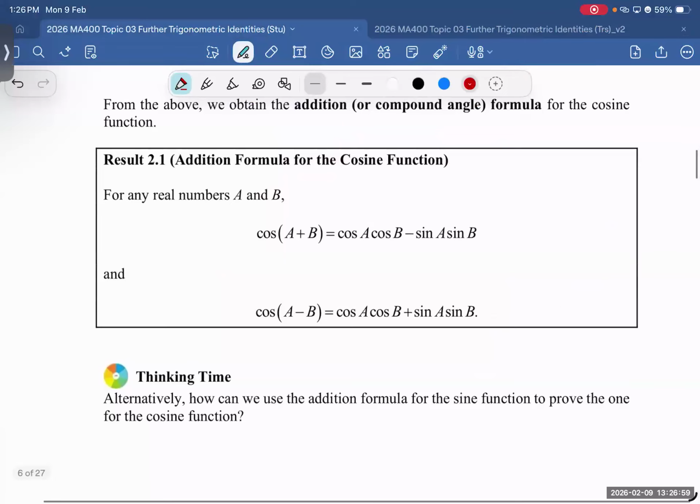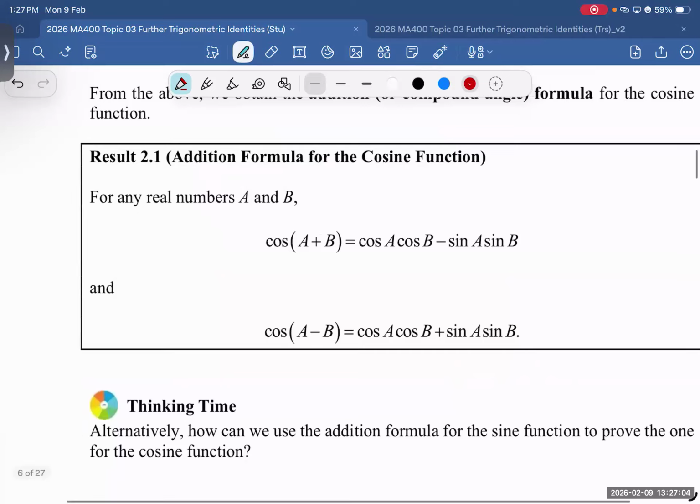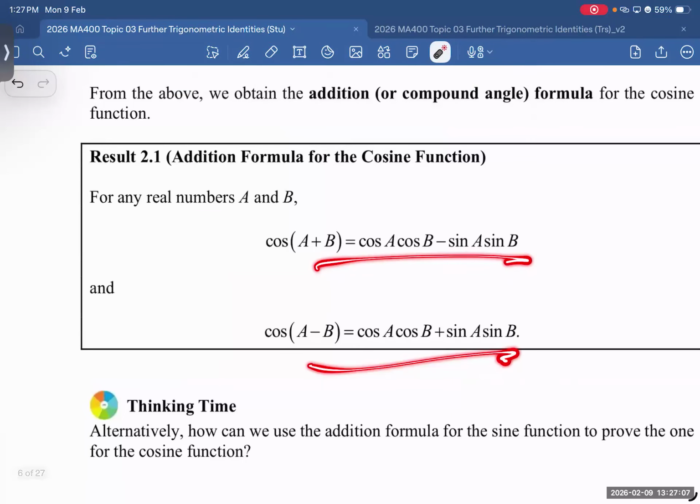So at the end of the day, this is the addition formula for the cosine function. There are a total of 2 formulas: cos A plus B and cos A minus B.